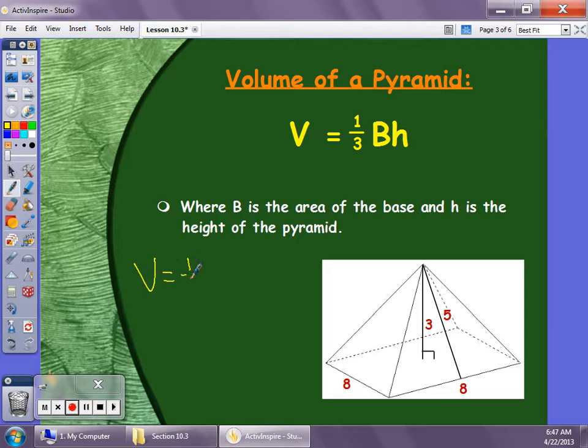that's going to be equal to 1/3 the area of the base, which is a rectangle. So the area formula is length times width, so 8 times 8, times the height of the figure. So remember, we have two different types of heights in a pyramid. We have the height of the figure, and we have something called a slant height. So we want the height of the figure, which is going to be perpendicular to the base, which is this segment here. So we're going to multiply by 3. So if we take 1/3 of 8 times 8 times 3, the volume is going to equal 64 units cubed.